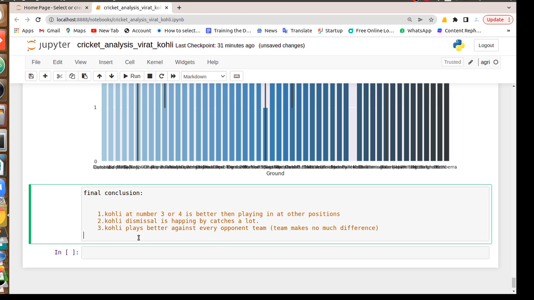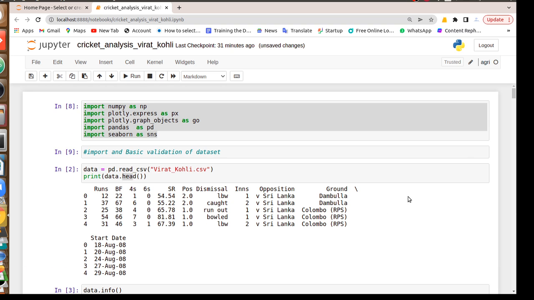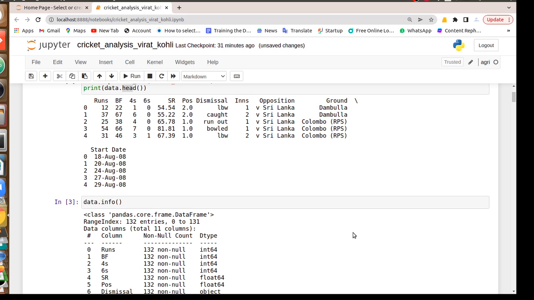In the next part, based on the information we have, we will build a machine learning model where we can predict how much he will score in the next match against a particular country. That is, you can predict the runs based on opposition, ground and also batting position.